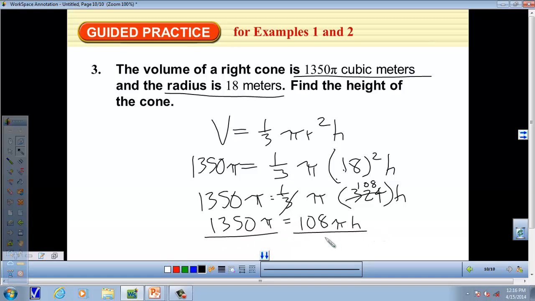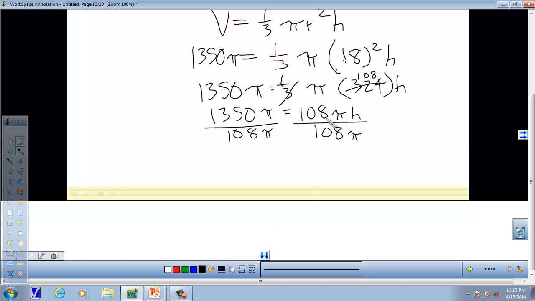We're going to divide both sides by 108 pi. You notice I've left everything in terms of pi. I did that on purpose because the pi's will now cancel out. If you multiply this and then divide the two, it's going to end up making your answer be off. So make sure that you keep everything in terms of pi until you need to.